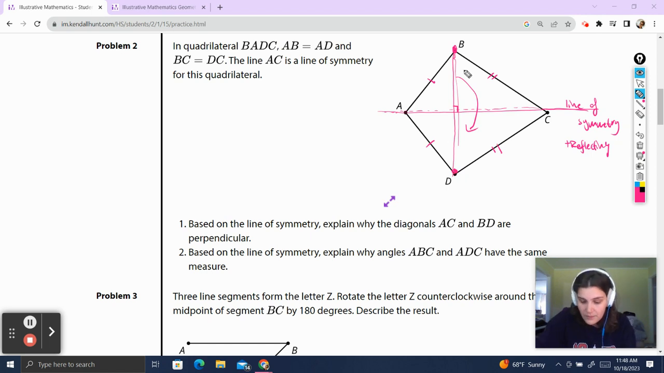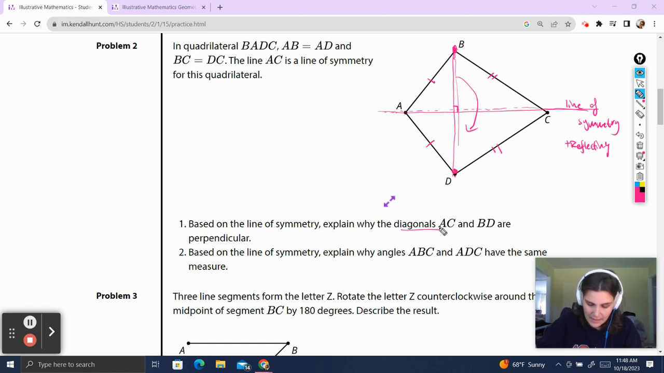and the same distance on the other side will be our reflection point. So because the line of symmetry gives us the line of reflection, and B reflects onto D, therefore this diagonal, or this segment that connects B and D, always has to be perpendicular to our line of reflection, or in this case, we're also calling it the line of symmetry, or the diagonal AC. 3 names for the same thing.